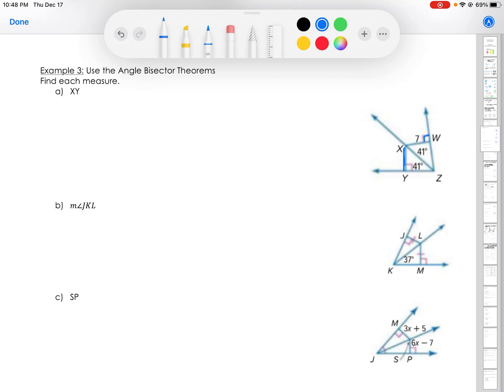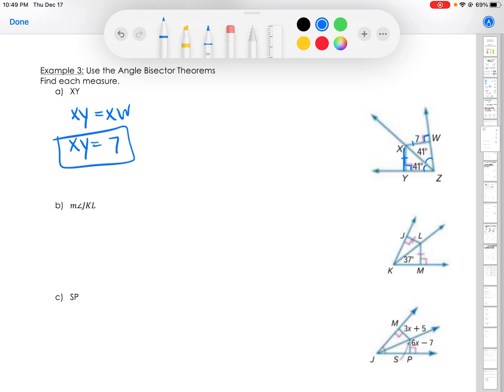I see that these are perpendicular. I know that XZ or ZX is a bisector because these are both measures of 41 degrees, which means that these two sides, XW and XY, are equal to each other. So that means that XY is equal to XW. If XW is 7, then XY equals 7.